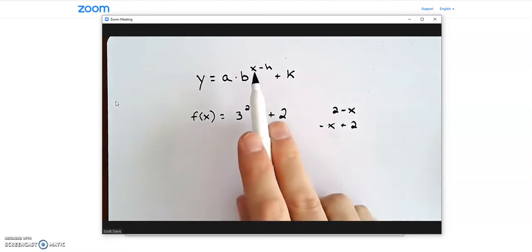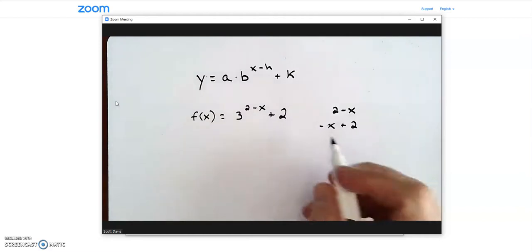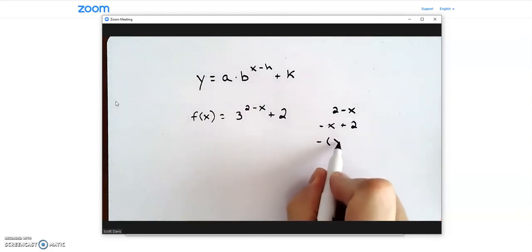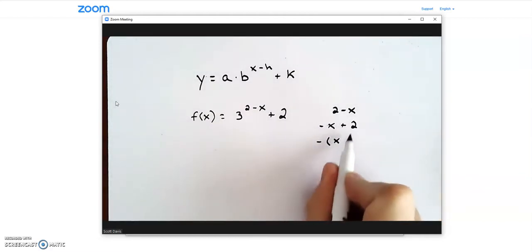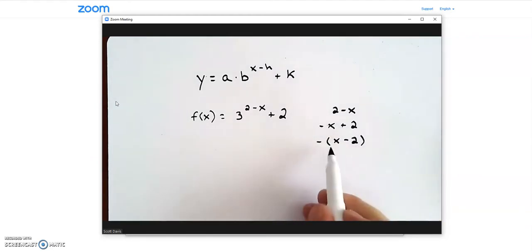Next thing is I do need it to be a positive x, so we're going to factor off the negative, which then changes the sign. So that makes that a positive x, makes this a -2. All right. The effect that this is going to have is it's going to horizontally reflect your graph.